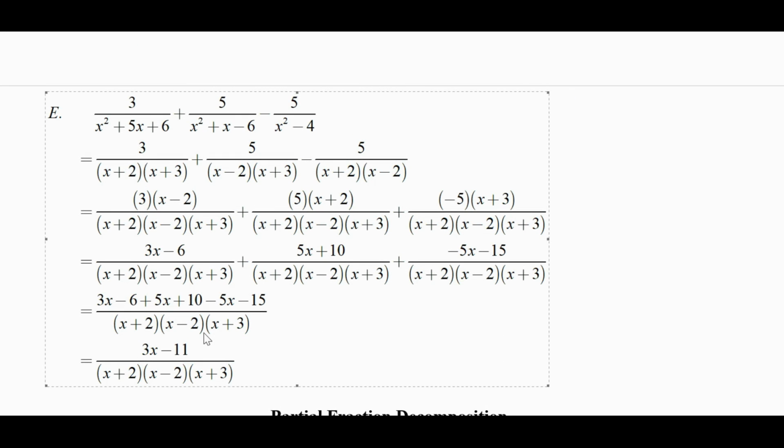So that's a very quick review of adding and subtracting fractions. I refer you back to my algebra notes and algebra videos for more examples and me going through this quite a bit more slowly than what I just did. In our next video, we're going to talk about how to reverse this, how to start with something that looks like this, 3x minus 11 over x squared, x plus 2, x minus 2, x plus 3, and turn it into something, well, not looking exactly like that, but looking like a sum of different things.